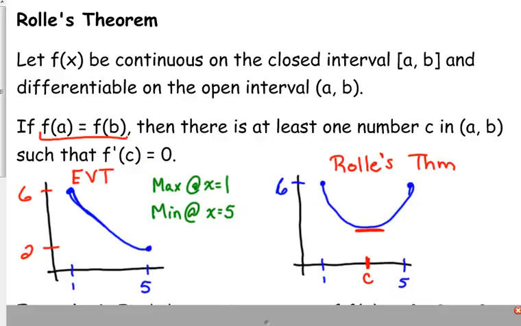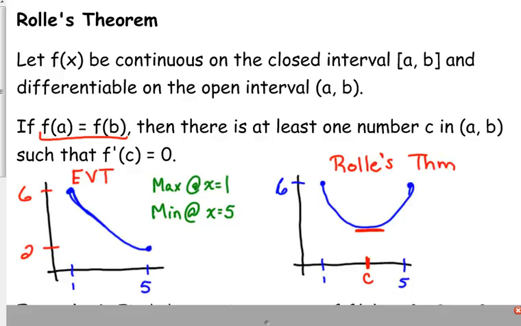The extreme value theorem just says that if you're continuous and differentiable, then somewhere on your interval you have a maximum or minimum, including the endpoints. The endpoints are not necessarily what we consider a true max or min, in that the function changes from increasing to decreasing or decreasing to increasing.